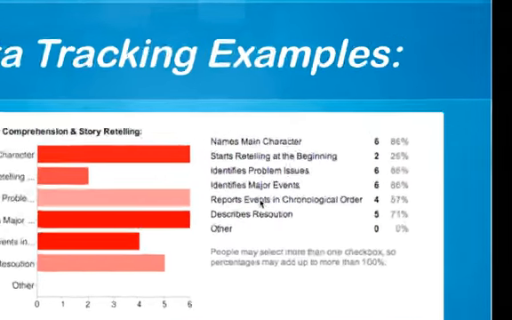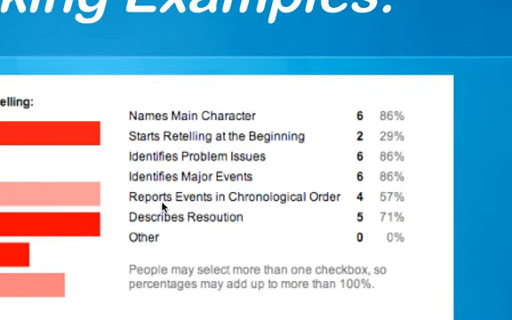Looking over here, this student, you can tell right here, reports events in chronological order. He had a hard time here. I observed this in my teaching, and I knew he was having a hard time recalling events in chronological order, and my data proved that right here, 57% of the time. Starts retelling at the beginning. He also had a hard time identifying what was at the beginning, which ties into the chronological order of things.